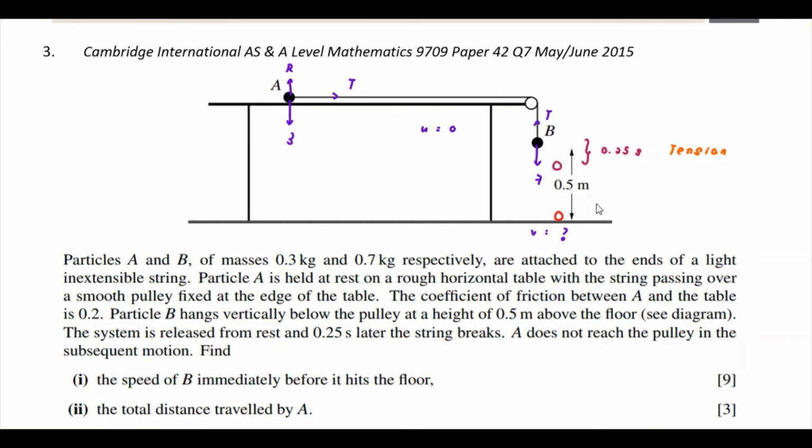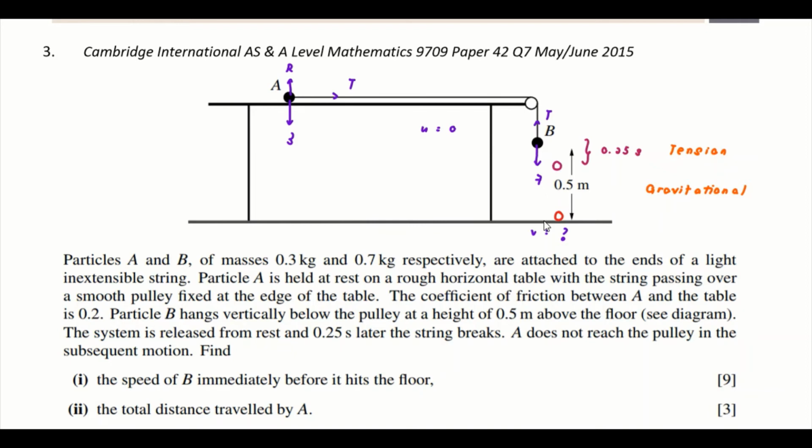Then after that, for this stage, the acceleration involved here is going to be your gravitational acceleration, because the string is broken now. So that's why there will be no tension anymore. So the forces here are actually based on a normal free fall. Okay, so I hope that you can see this is a multiple stages question.